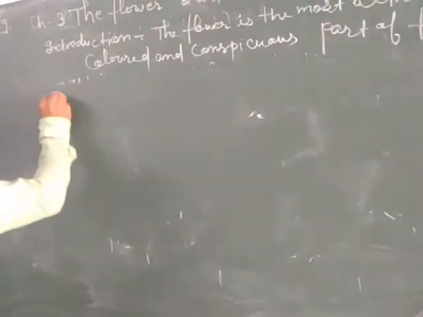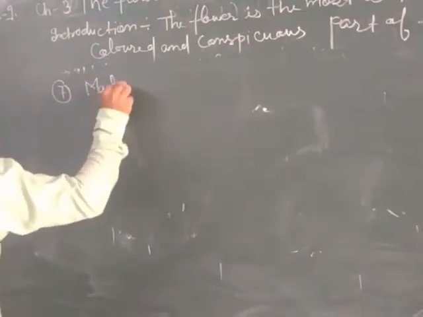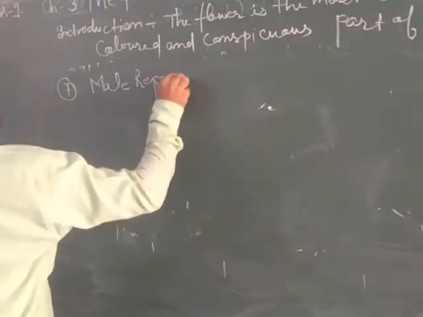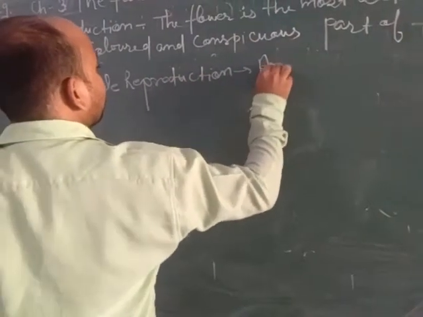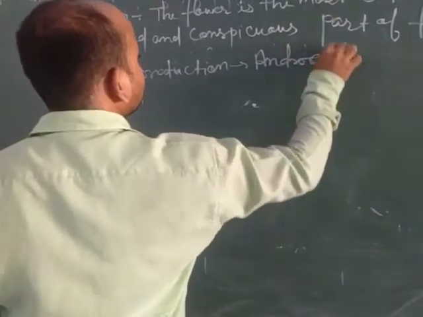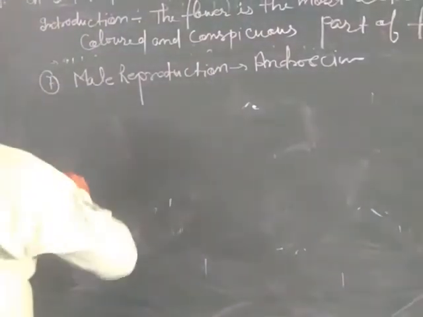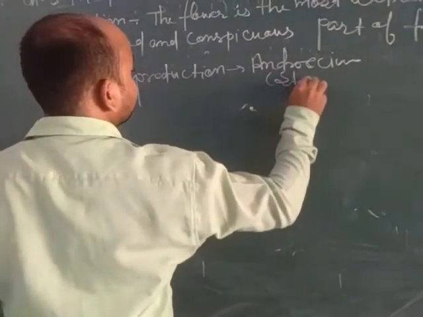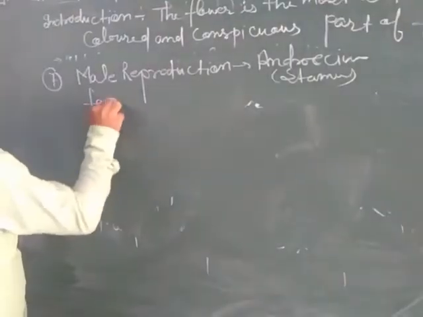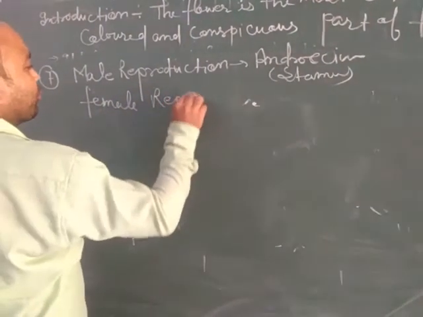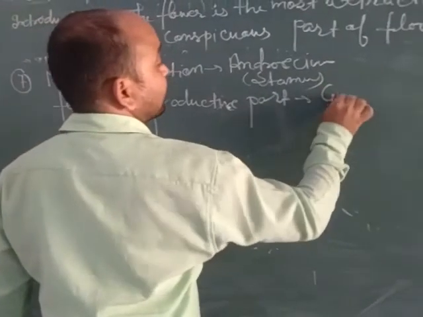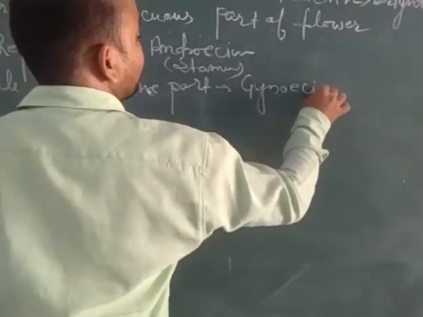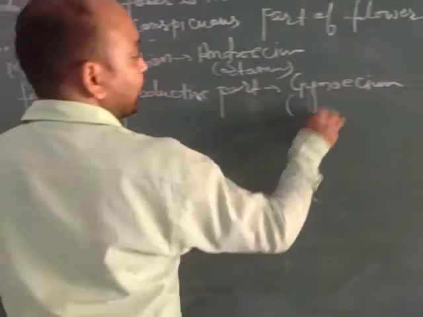The male reproductive part is called androecium, also called stamens, and the female reproductive part is called gynoecium, also called carpels.